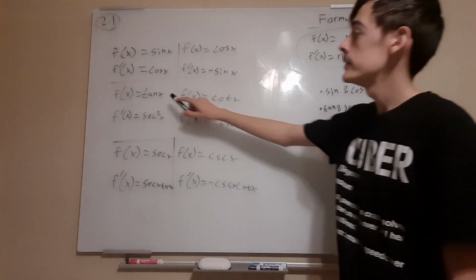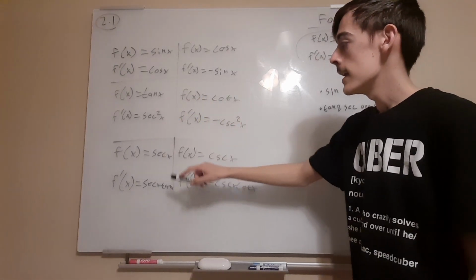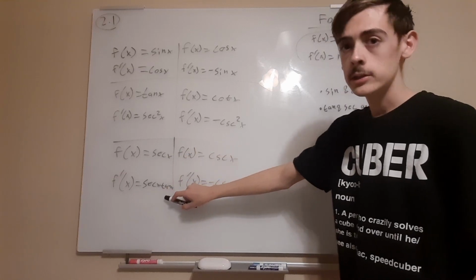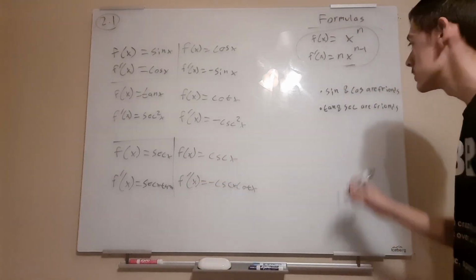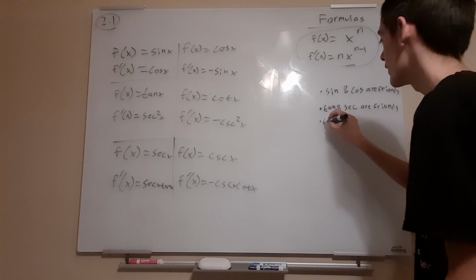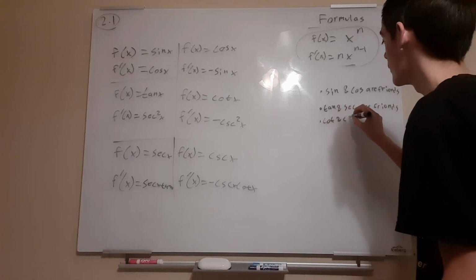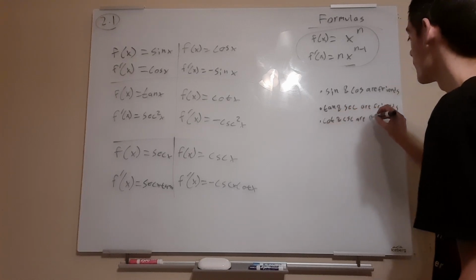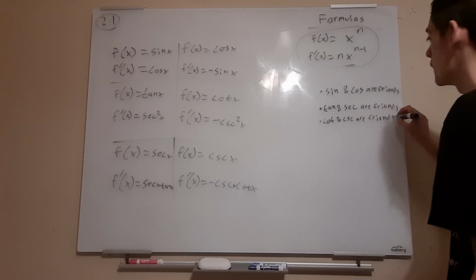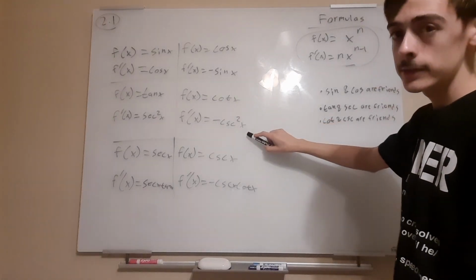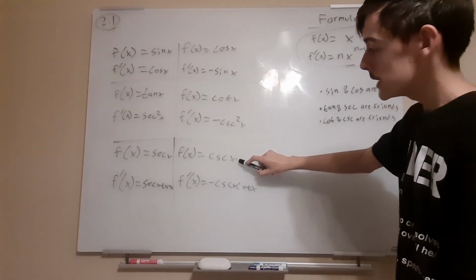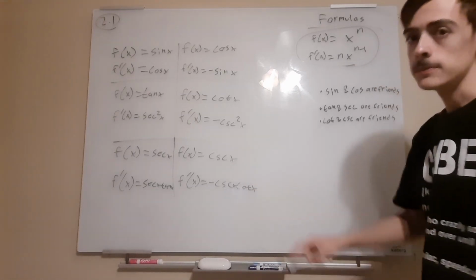As you can see, derive tangent, you get secant squared. If you derive secant, you get secant tangent. So always secants and tangents. And lastly, the last 2 trig functions, cotangent and cosecant, are friends. You derive cotangent, you get negative cosecant squared. You derive cosecant, you get negative cosecant cotangent.